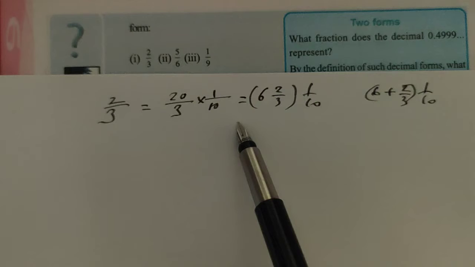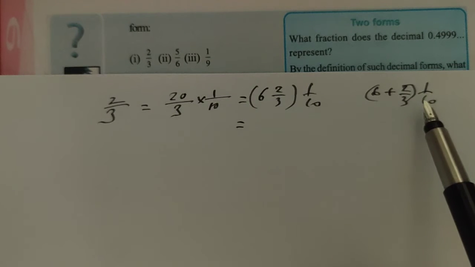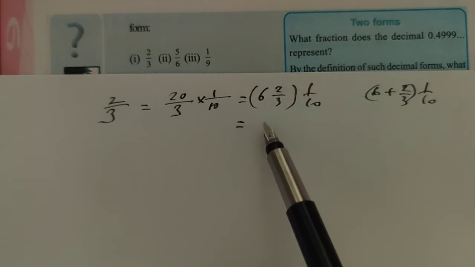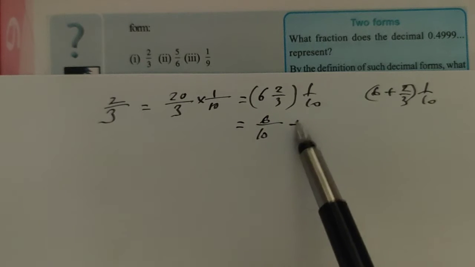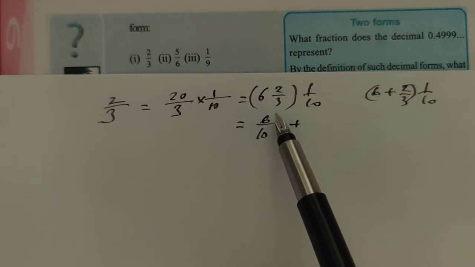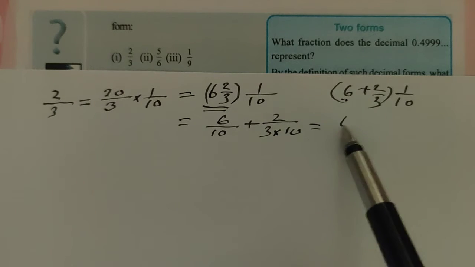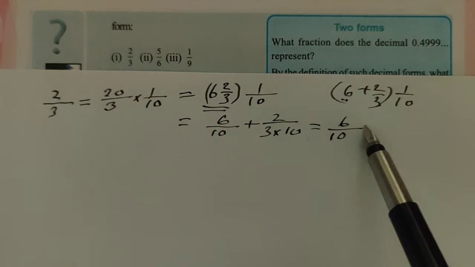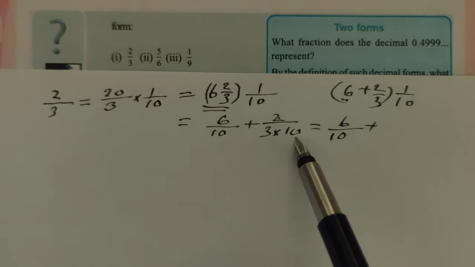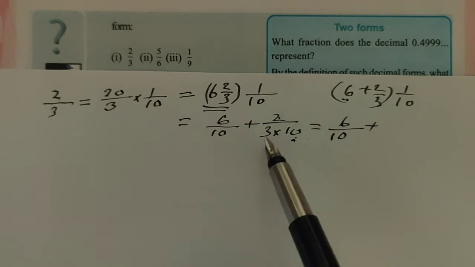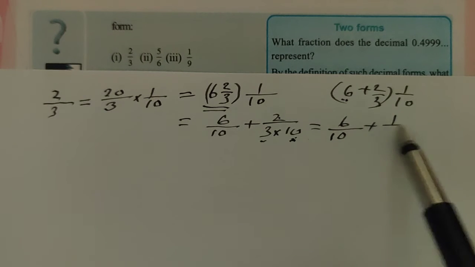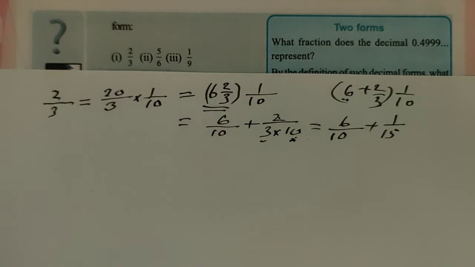Then how do you do this? 6 plus 2 by 3, that is 6 into 1 by 10. 6 into 1 by 10 is 6 by 10, plus 2 by 3 into 1 by 10. That is 2 by 3 into 10. It can be written as 6 by 10 plus, and 2 and 10 cancel. We get 5 here, and 3 into 5 is equal to 15. You get 1 by 15.